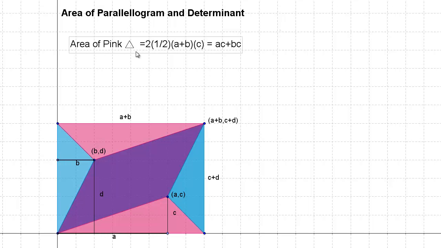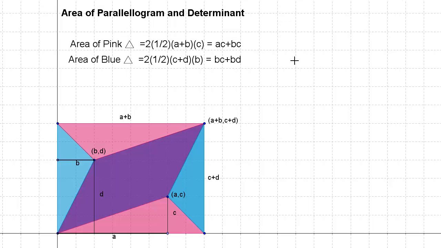The area of the pink triangles, each of the pink triangles is 1/2 times base times height, and there are 2 of them. So we're going to have 2 times 1/2 times the base of the pink triangle, which is A plus B, times the height of the pink triangle, which is C. So when you simplify that, the 2 and the half cancel each other out, and we're left with A plus B times C, or the way I'm going to write it, AC plus BC, when you distribute that C to both terms.